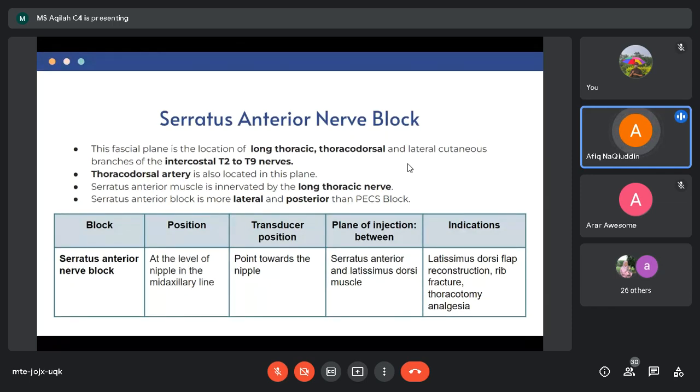Unlike the PECS block earlier, the serratus anterior block area is more lateral and more posterior than the PECS block. The position of the block is at the level of the nipple and the mid axillary line. The transducer position is that we point toward the nipple, and the plane of injection is between the serratus anterior and the latissimus dorsi muscle. It is indicated in latissimus dorsi flap reconstruction, rib fracture, and thoracotomy analgesia.